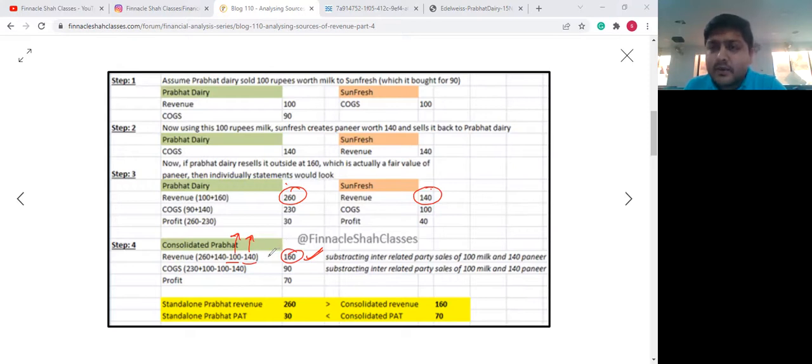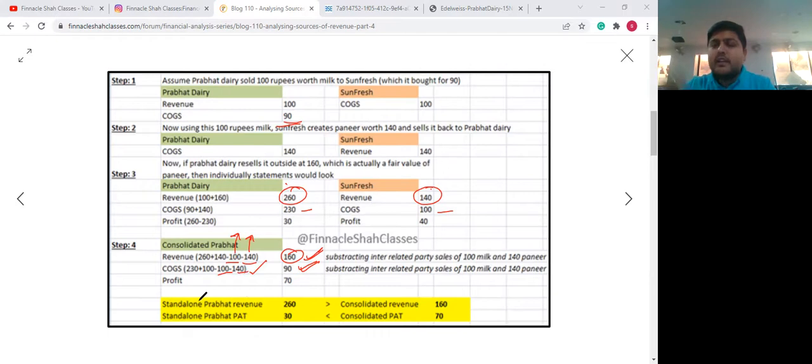When you take a look at COGS, naturally, one party selling to another party, those COGS are also going to get cancelled out. If you add these two COGS, 230 and 100, the 100 rupees milk which was sold was procured at 90 rupees. So eventually, for the overall consolidated entity, the only outgo was 90 rupees. So COGS is 90, and the revenue figures 100 and 140 will get backed out.